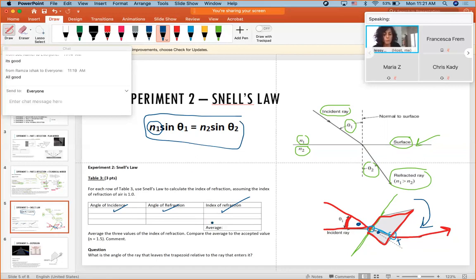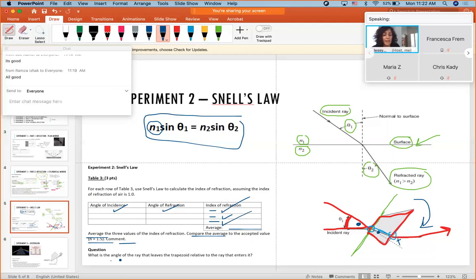And then you repeat to find N2 again and find N2 again. Supposedly you should end up with the same answer or very close answers. You can find the average and the RMS. Compare the average with the nominal value. The nominal value is the one given by the manual or the catalog of the equipment. It's 1.5. Probably you will get something very close to 1.5, and they want you to comment.